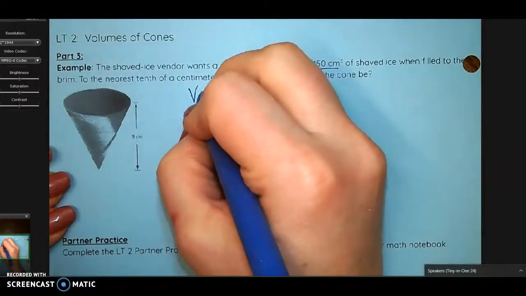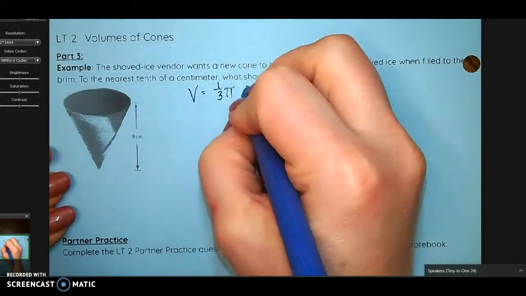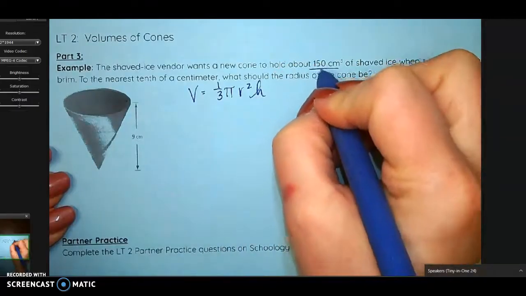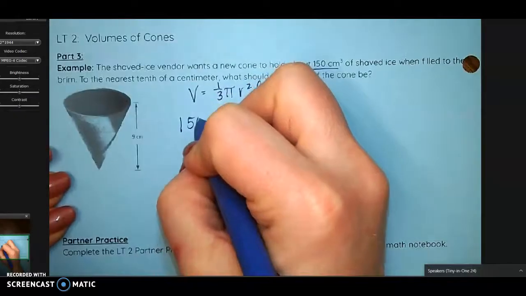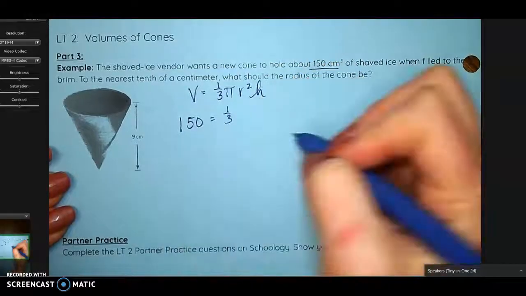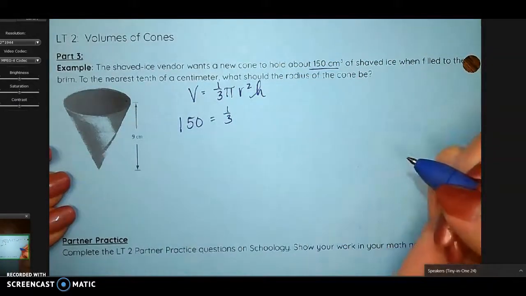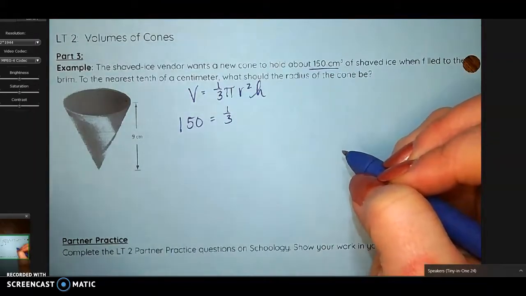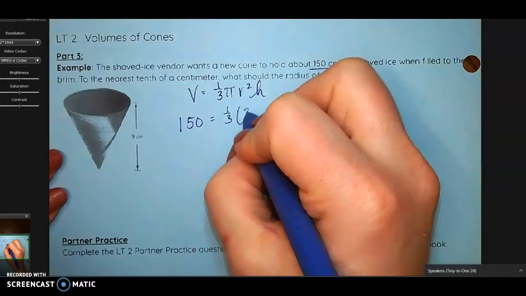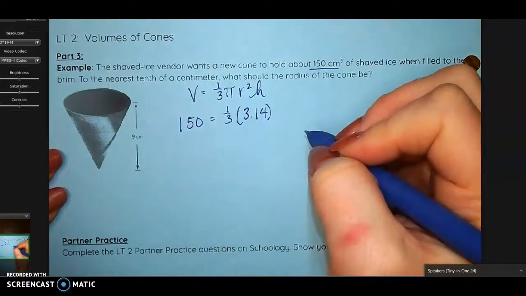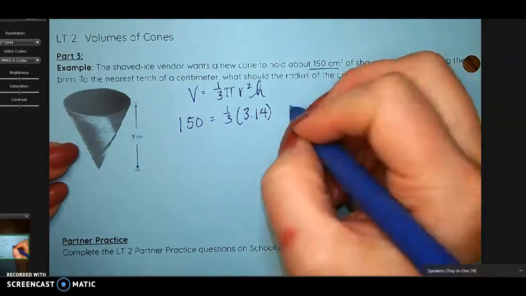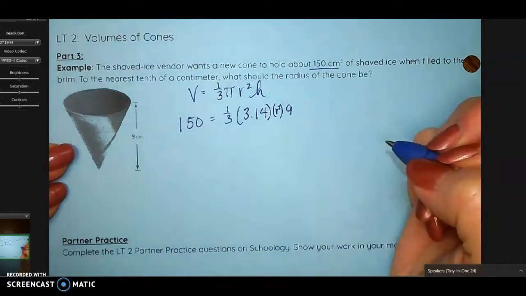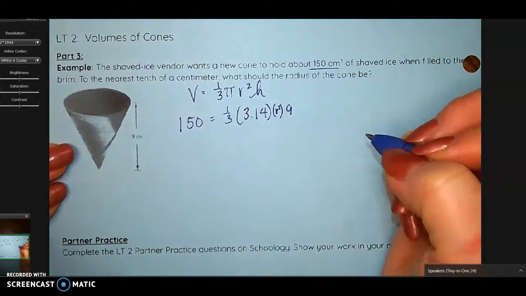We know that to find the volume, we do 1/3 times pi times the radius squared times the height. They're giving us the volume, so we're going to substitute that in for the volume. That means we must be looking for something else. And they have not told us, but because we want it to the nearest 1/10 of a centimeter, we are going to go ahead for pi and substitute in 3.14. And our height is 9, but they did not tell us what our radius squared is. They didn't tell us what our radius is, so I don't know what that is.